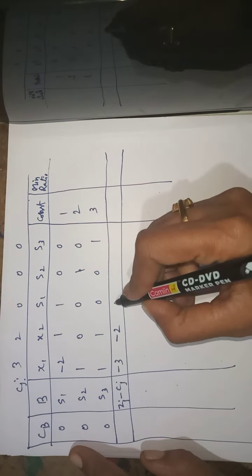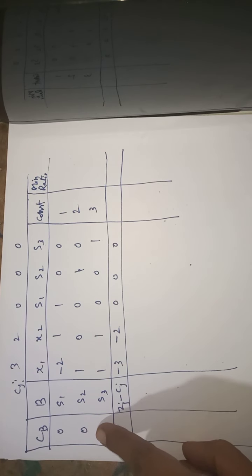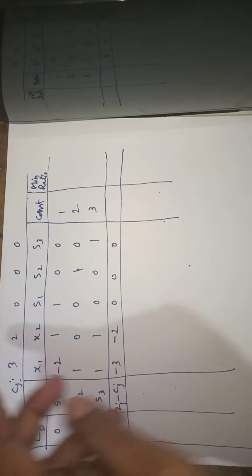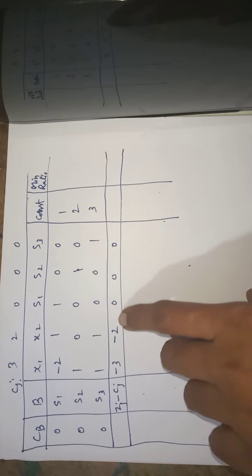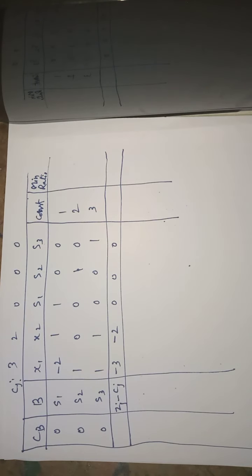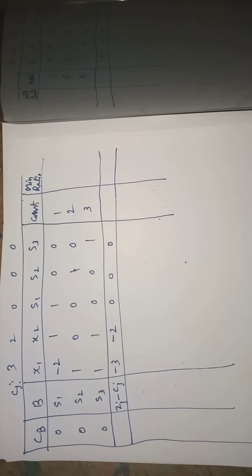Minus 2 you'll get, because we can write as it is. Why? Because this is the initial simplex table. Here the three elements are 0. 0 into anything is 0, minus Cj means whatever the values are there, if you write the opposite value, that's enough, because this is the initial simplex table. Now for the remaining tables we have to calculate very carefully.